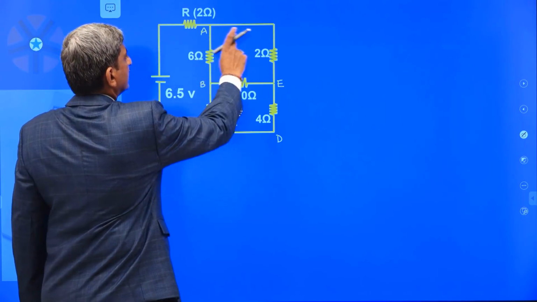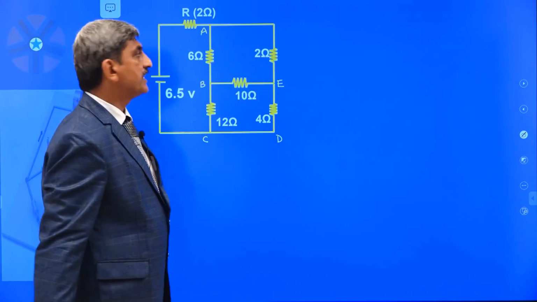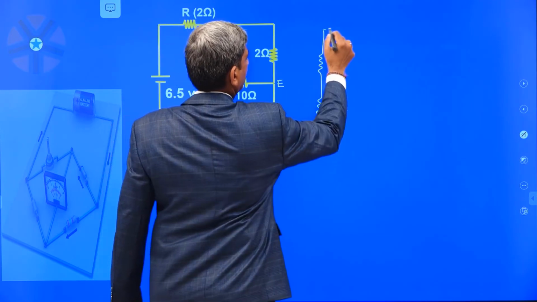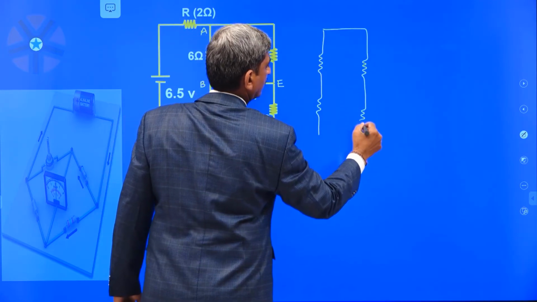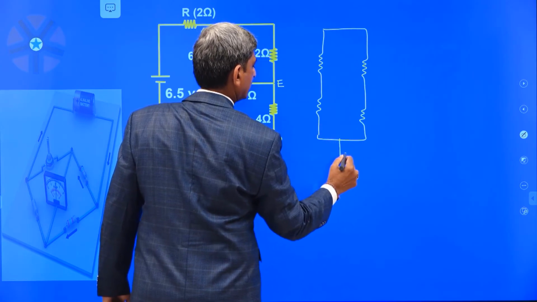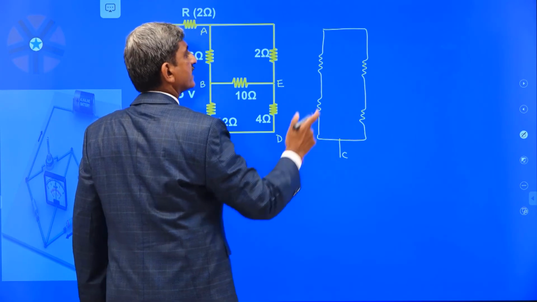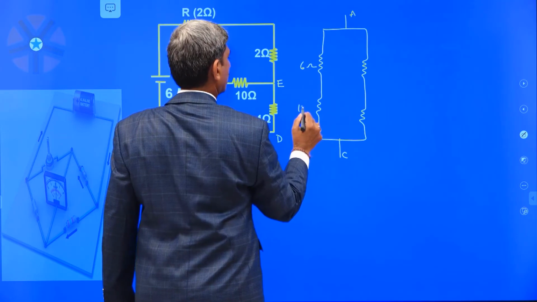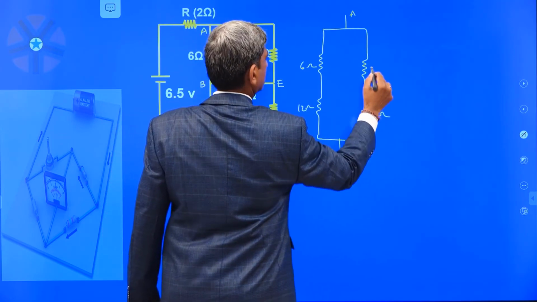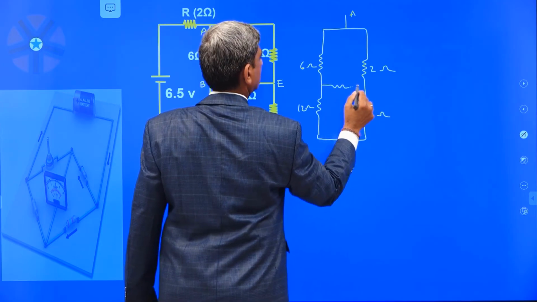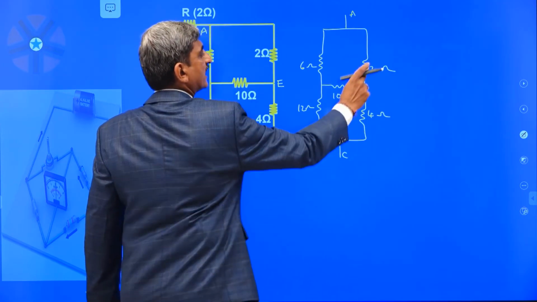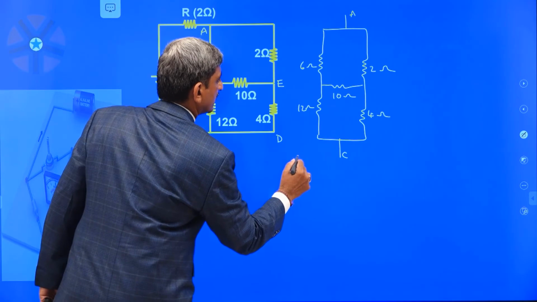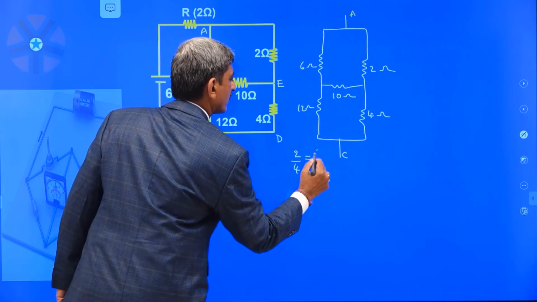Now see here again, these 5 resistors form a Wheatstone bridge like this. This is the common point, I treat it as C. This is the point A. This is 6 ohms. This is 12 ohms. This is 4 ohms. This is 2 ohms. And this is 10 ohms. So let it be P, Q, R, S. Here also the condition is satisfied. Why? Because 2 by 4 is equal to 6 by 12.